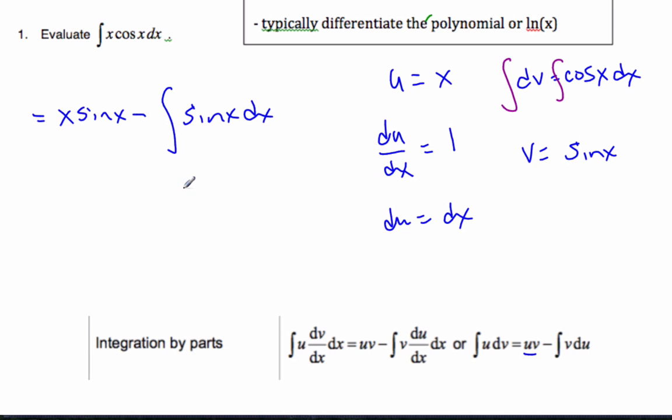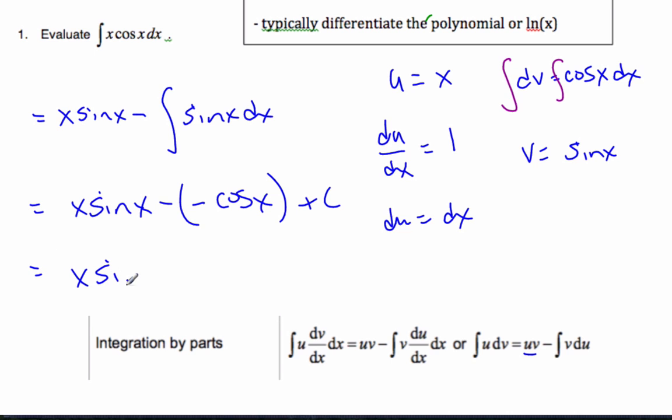Note the variables correspond properly. And so now I have x sine x minus, I'm going to integrate sine x. Well, the integral of sine x is negative cosine x plus c. And so I end up with x sine x plus cosine x plus c. So using the formula, I choose my dv carefully. The polynomial or ln x are my preferred choice for u.